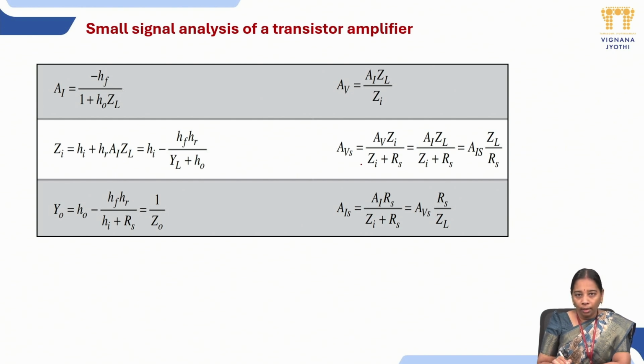And these are the voltage gain with respect to source and current gain with respect to source. We get the expressions AV into ZI by ZI plus RS, and AIS as AI into RS by ZI plus RS. These can be calculated with respect to source. Whenever voltage gain is calculated, we calculate it with respect to impedance, that is, total voltage gain into that impedance by total impedance, and here the opposite resistance by total resistance. So this is all about the small signal analysis of a transistor amplifier.